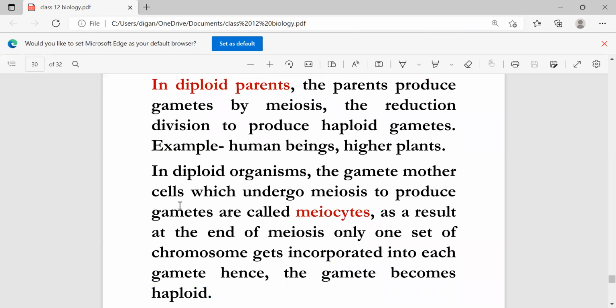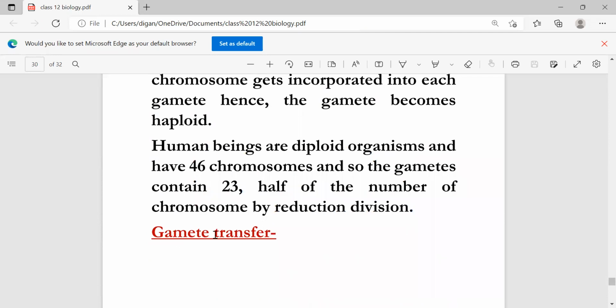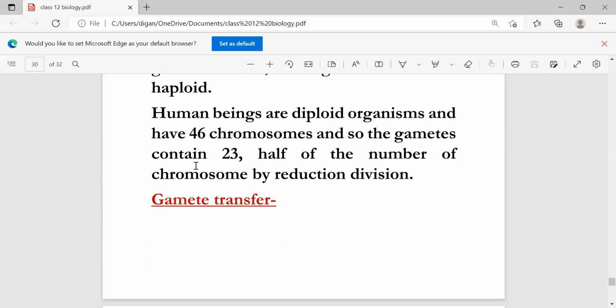In a diploid organism, the gamete mother cell which undergoes reduction division or meiosis to produce gametes is called meiocyte. So you remember the term meiocyte. What is meiocyte? The gamete mother cell which undergoes reduction division is called meiocyte. As a result, at the end of meiosis, only one set of chromosomes gets incorporated in each gamete. Hence, the gamete becomes haploid. Human beings are diploid organisms, having 46 chromosomes. So the gametes contain 23 from father and 23 from mother. When 23 from father and 23 from mother fuse, the zygote will become 46 and the offspring will get 46 chromosomes.